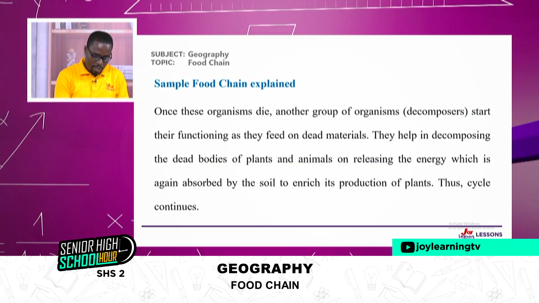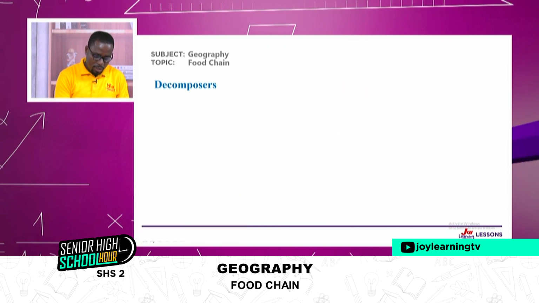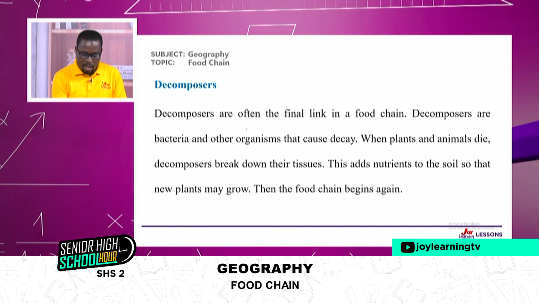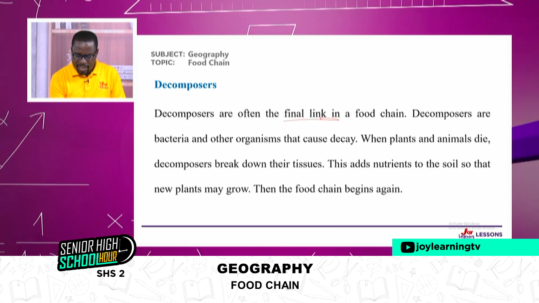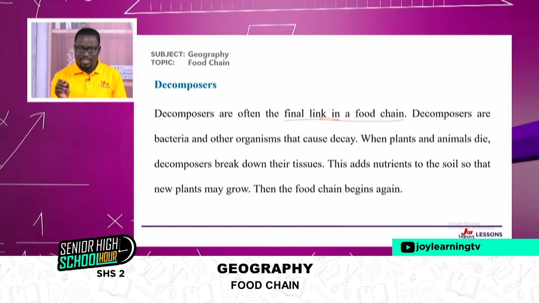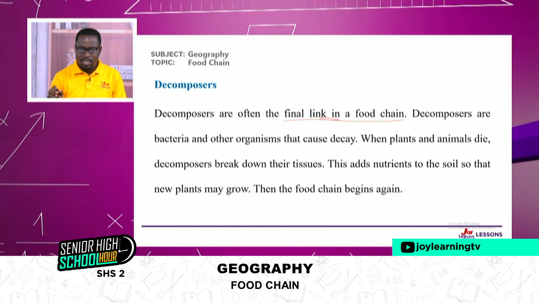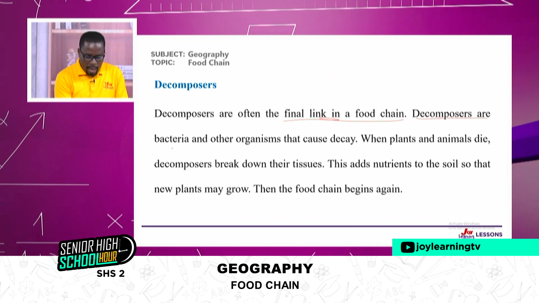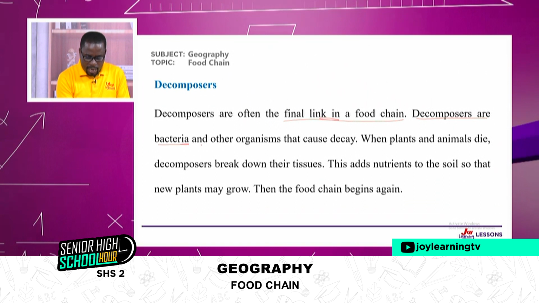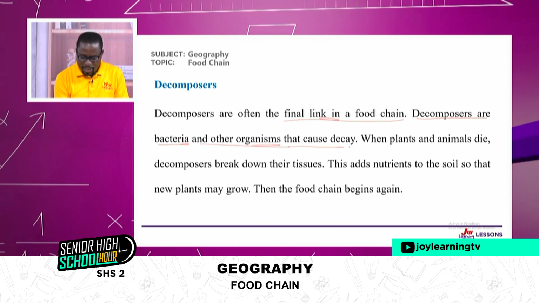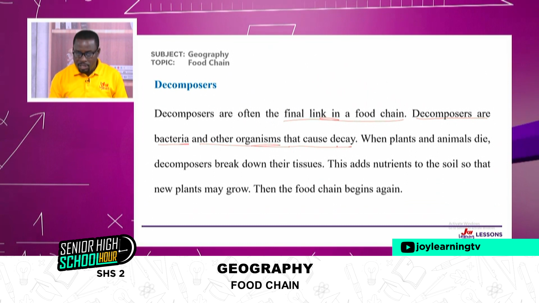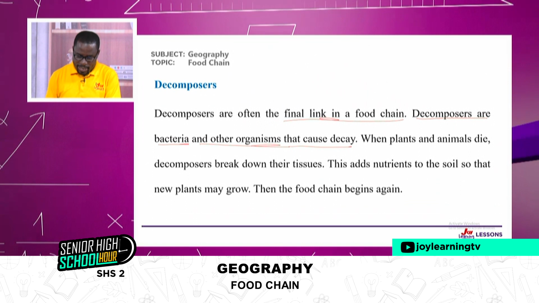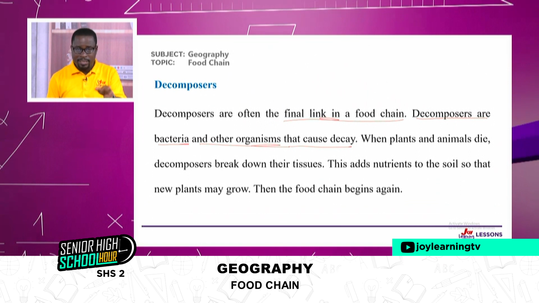Let's see whether we can have some images of these decomposers. Okay, we have some explanations. The decomposers are often the final link in a food chain. I told you, they are the final link in a food chain. Decomposers are bacteria and other organisms that cause decay. They cause the dead plants and animals to rot.